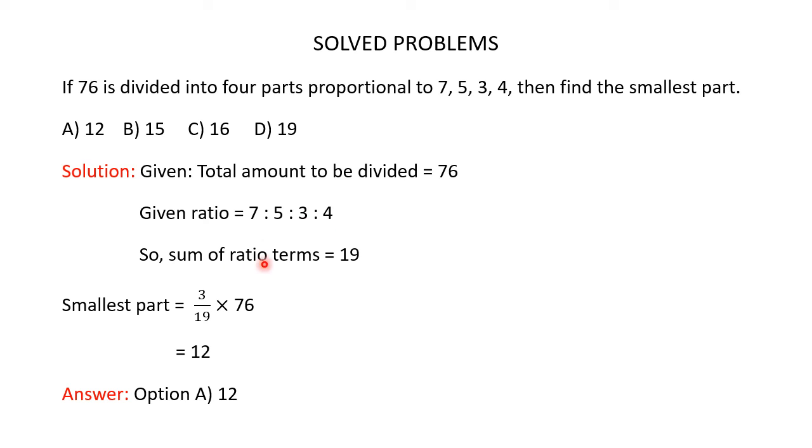So the sum of the ratio terms is 7 plus 5 plus 3 plus 4, which is 19. Clearly here the smallest part is 3. So the smallest part is 3 by 19 multiplied by 76, which is nothing but 12. So the correct answer is option A, 12.